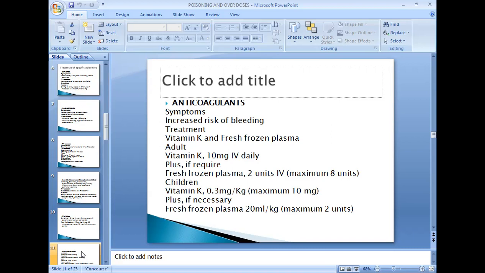Plus, we can give fresh frozen plasma 2 units IV to a maximum of 8 units. For children, we can give 0.3 mg per kg to a maximum of 8 mg. And if required, fresh frozen plasma can also be added, that is 20 ml per kg to a maximum of 2 units.